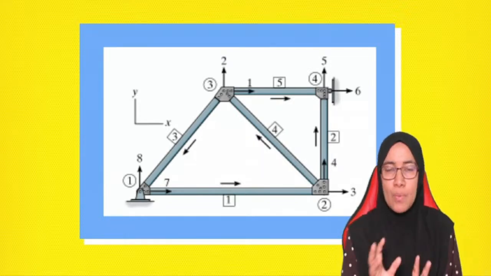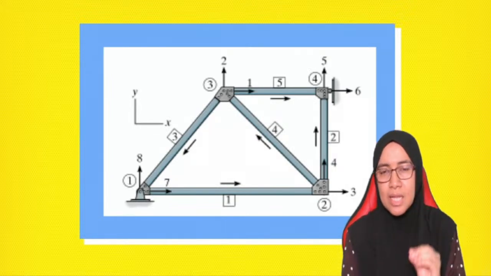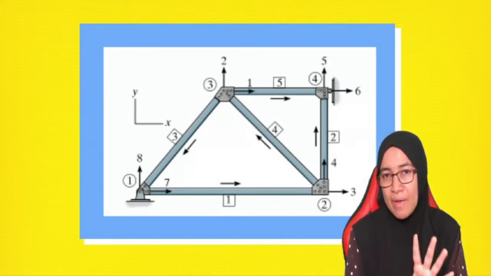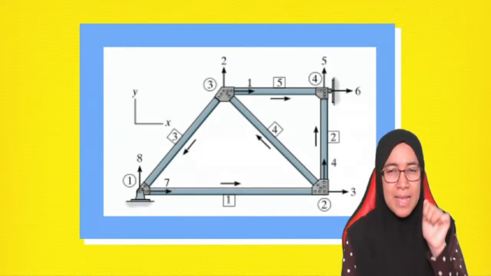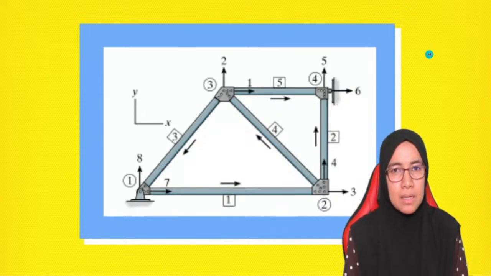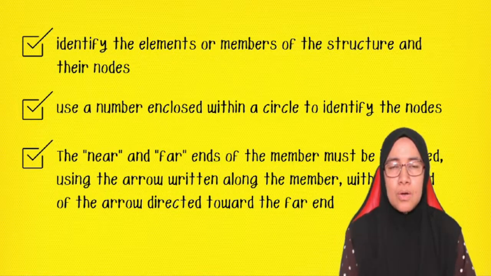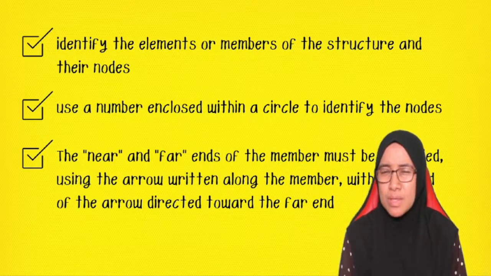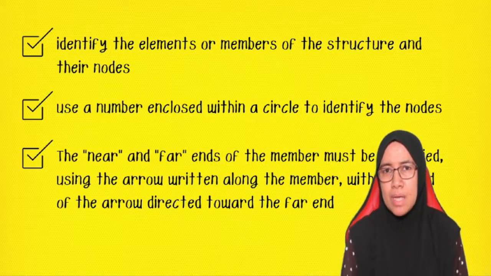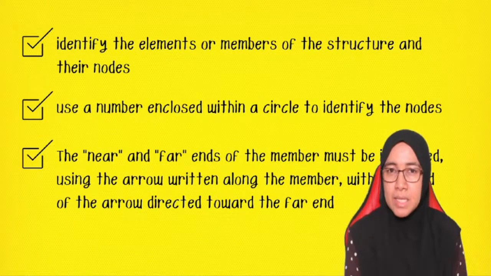So this is how we read this truss. Actually we should have 5 items. There are 4 here, so there is another one. Next one, identify. This is an important term that you have to understand: element or member. Either you use element or member.